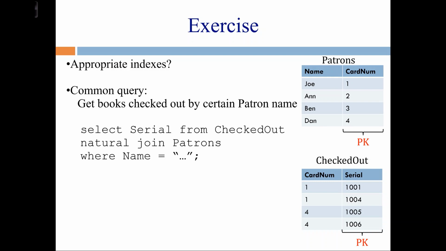What kinds of indexes would we want to add in order to make this query fast? We already know that we have an index on patrons.cardnum and on checkedout.serial because those are the primary keys. So we know that those columns already have an index automatically. So you may not need to add any indexes. Maybe those ones will do it. But let's think about it.